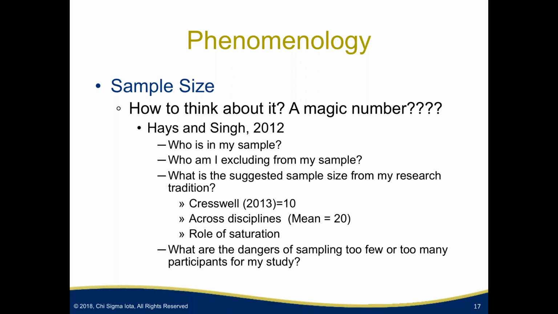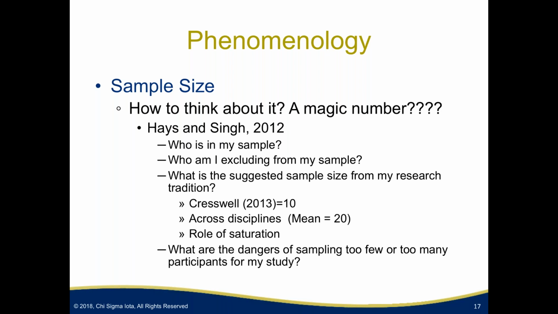It could mean 7 people. It could mean 13 people. It could mean you need to have 30 people. So I can't tell you, and I don't want you quoting me on this, that you've got to have a certain number for your sample size.